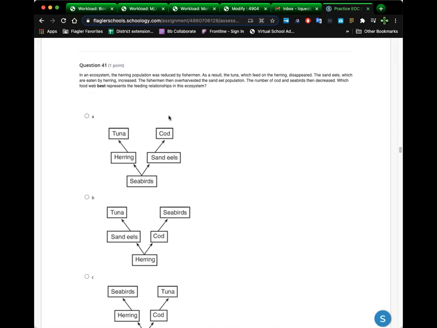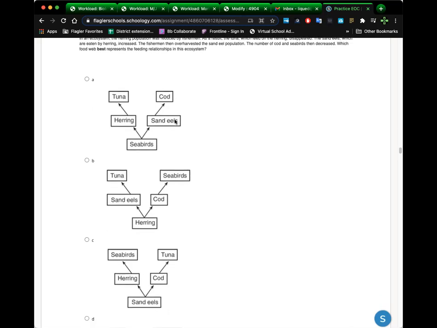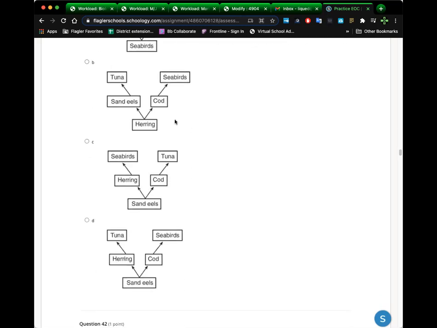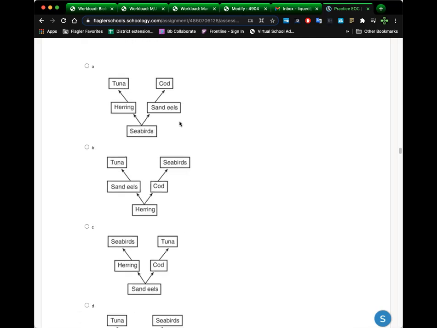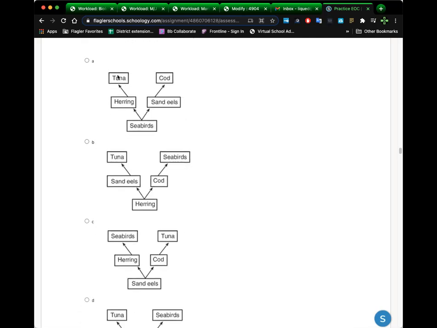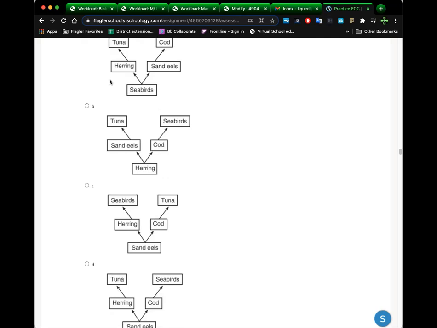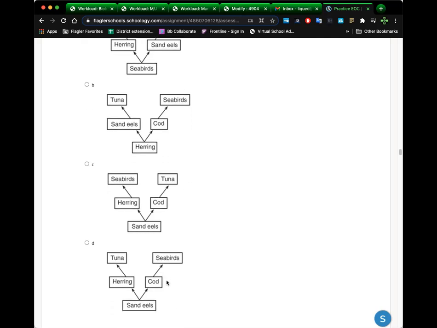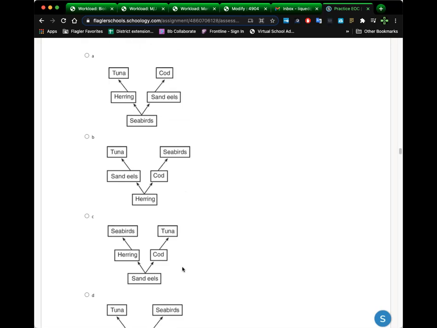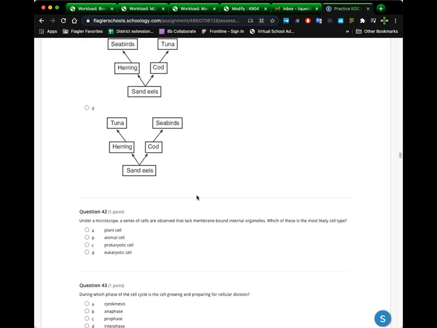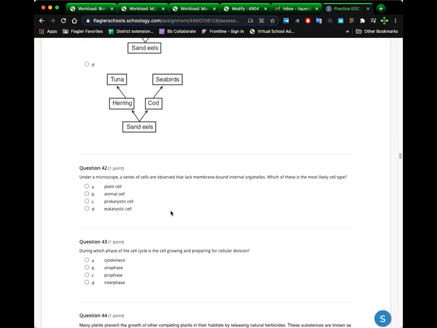Which of these is an accurate food web? All right, so your top predator is going to be on the top. All right, so it looks like it's going to be B. Sand eels can eat herring, cod can eat herring, seabirds can eat cod, tuna can eat sand eels.